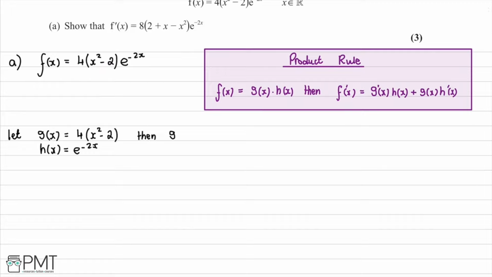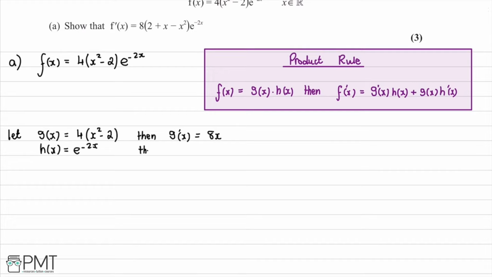So then we'll have the g dash x, so the derivative of g. So then what we do is we'll multiply out the brackets. So we'll have 4x squared. What does that differentiate to? Well, it differentiates to 8x. And then we have the constant negative 8, that differentiates to nothing. So the derivative of g of x is going to equal 8x.